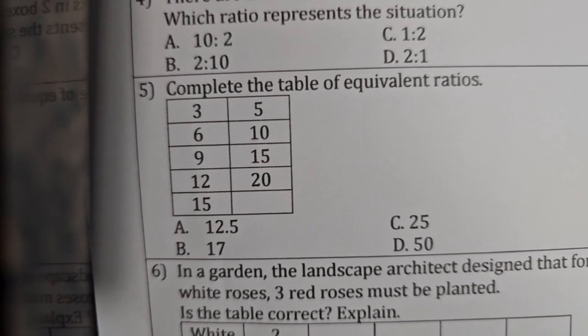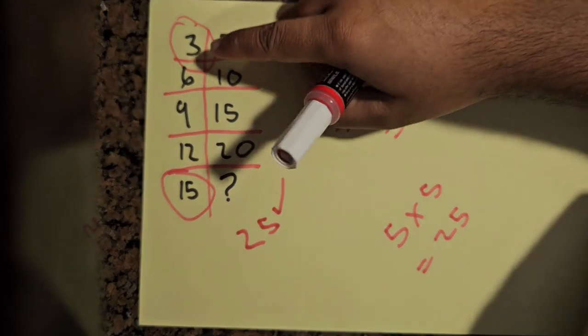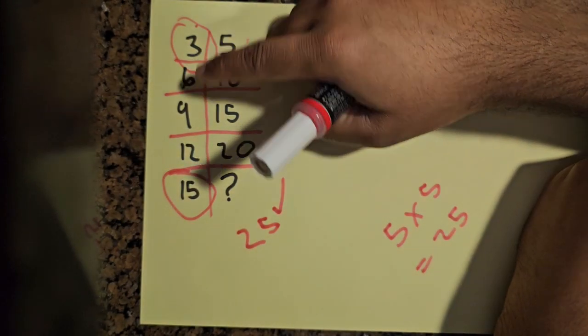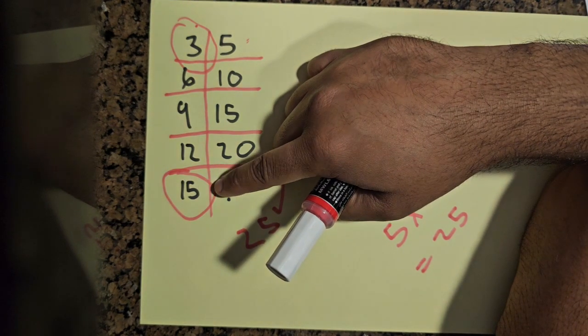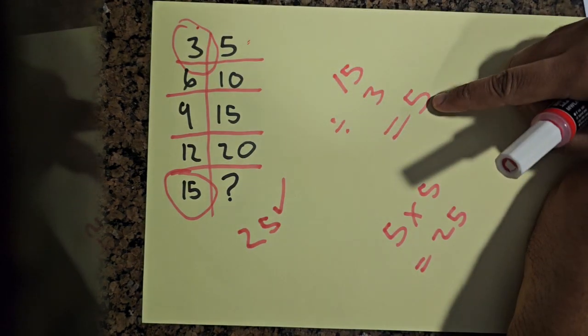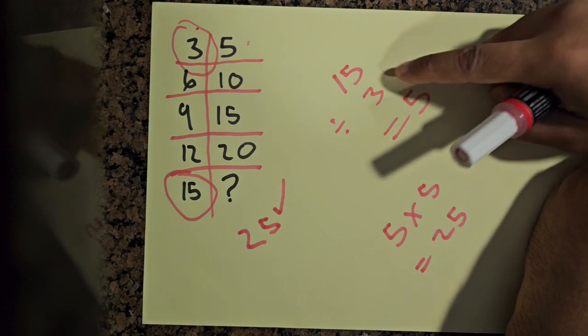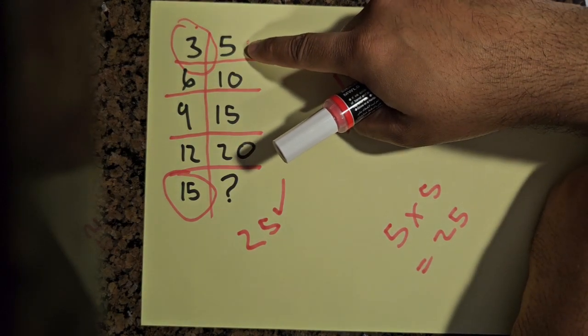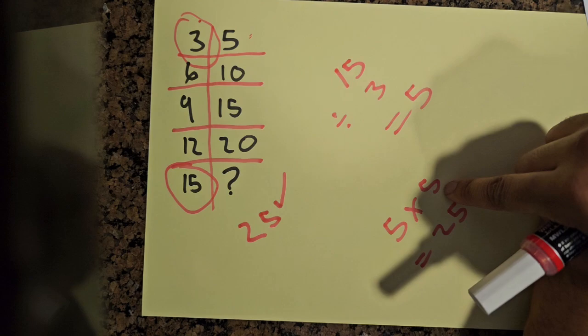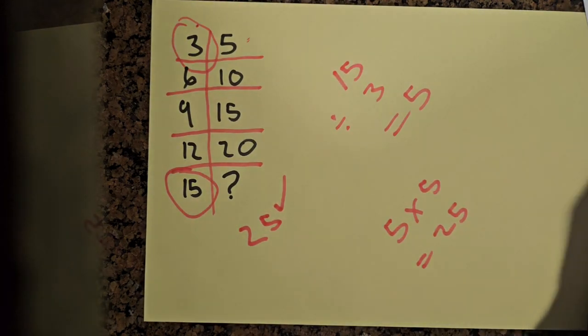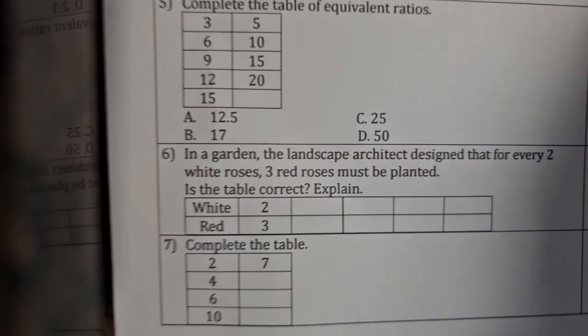So let me just explain that again. We see how many times does this number fit perfectly into that number. So 15 divided by 3 gave us 5. And then we take this and we multiply it by the other side of the ratio. So 5 times 5 gives us 25. Simple. Okay, now on to question 6.